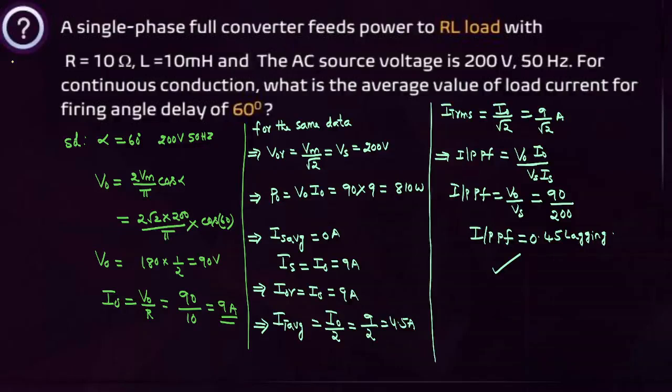And this problem you have to practice. We may expect: what the average output voltage, what the average output current, what the RMS output voltage, what the output power, what the average source current and RMS source current, what the RMS load current, what the average thyristor current, what the RMS thyristor current, what the input power factor. These are the expected models of questions with respect to the single phase full wave or fully controlled bridge rectifier, either RL load or RLE load.